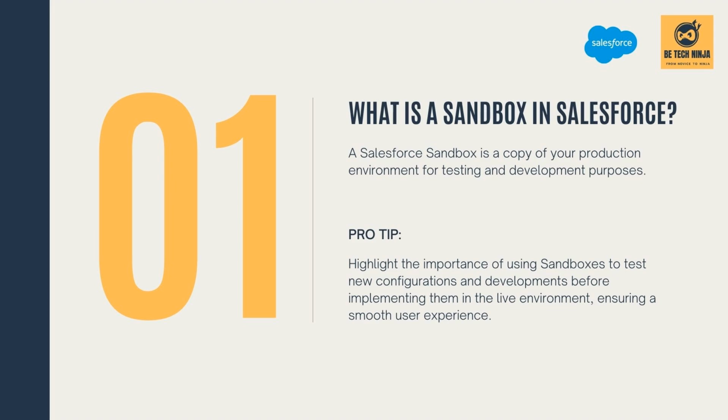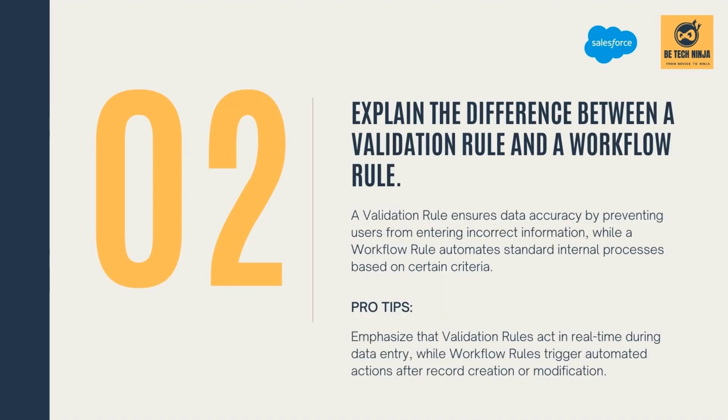Let's move on to the next question. Explain the difference between a validation rule and a workflow rule. A validation rule ensures data accuracy by preventing users from entering incorrect information, while a workflow rule automates standard internal processes based on certain criteria.